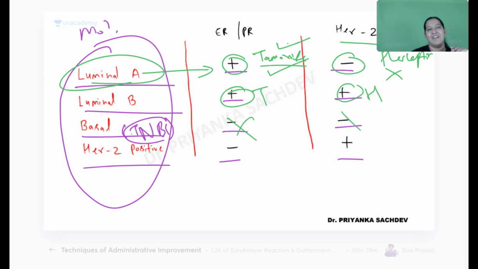Triple negative, you can't offer any targeted treatment. You can offer only chemotherapy. No targeted therapy, no hormonal therapy. And in HER2 positive, only Herceptin is given, tamoxifen is not given.